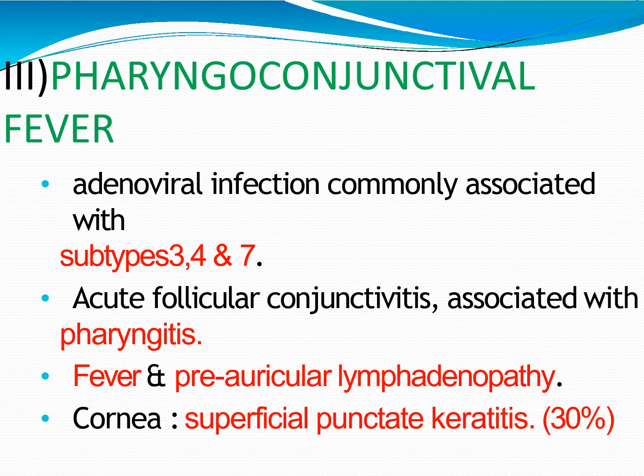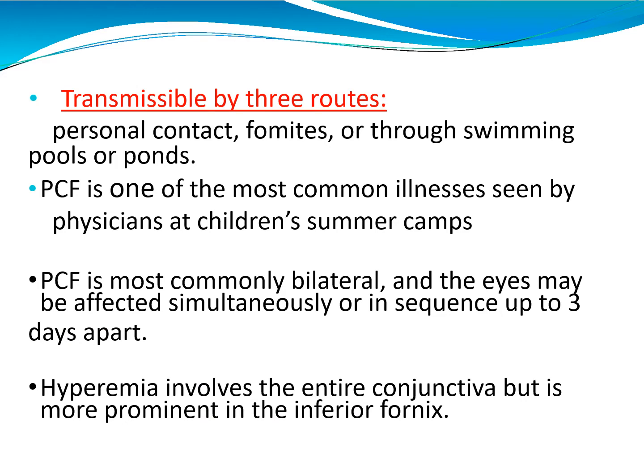Pharyngoconjunctival fever, it is due to the subtypes 3, 4 and 7, and it causes acute follicular conjunctivitis which is associated with pharyngitis. So patient may also have fever and preauricular lymphadenopathy. The cornea is involved, causing superficial punctate keratitis. This is transmissible by three routes: personal contact, fomites, or through swimming pool or ponds.